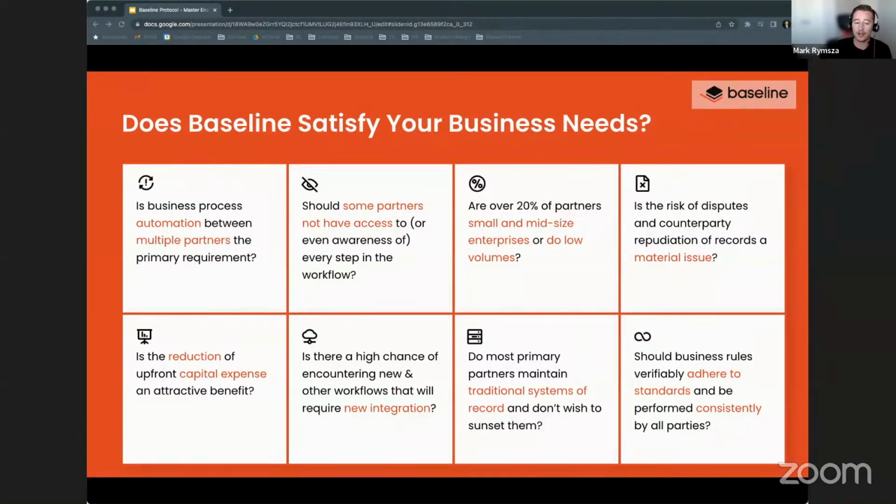And I think another benefit here is if there's a chance of encountering new and other workflows that will require new integration. Once you do set up an implementation of Baseline, because you take care of the identities and the work groups, and you set up workflows, it is easier to discover and onboard new identities to different workflows and set up other work groups. So it does make integrations easier in a sense. In some capacities, I would say that it does.